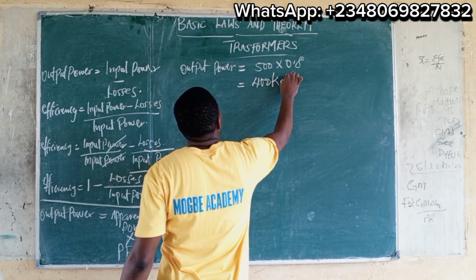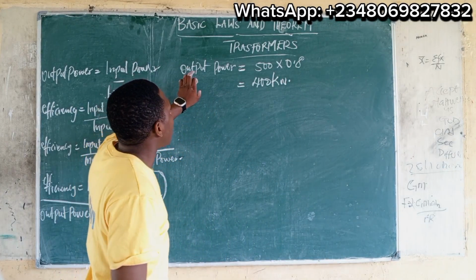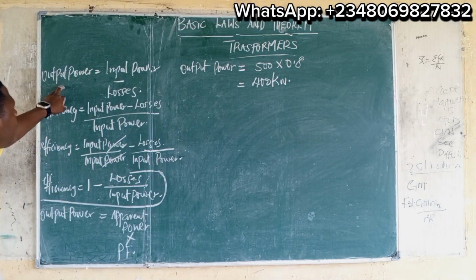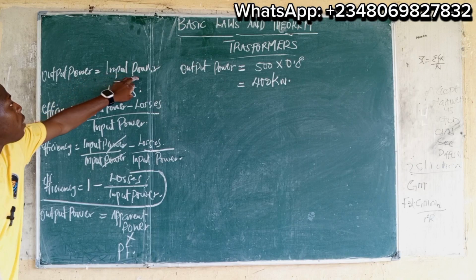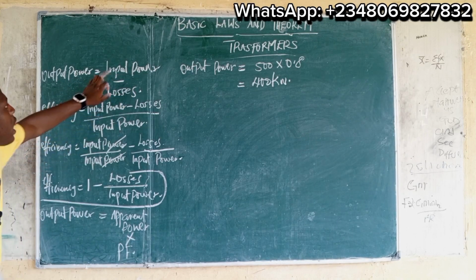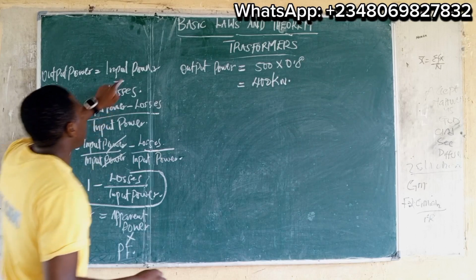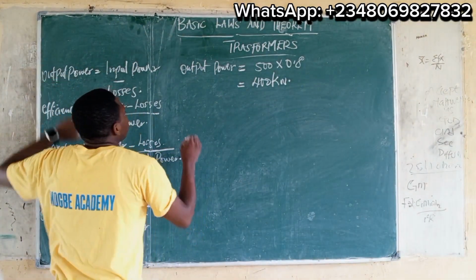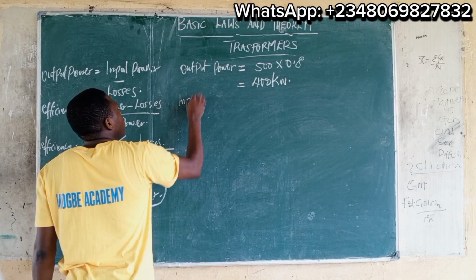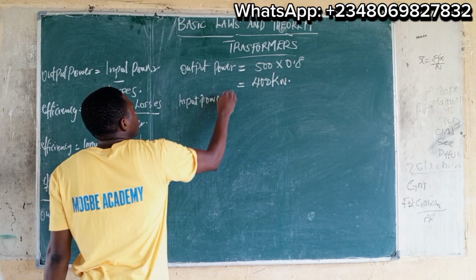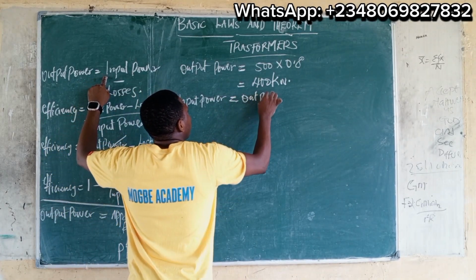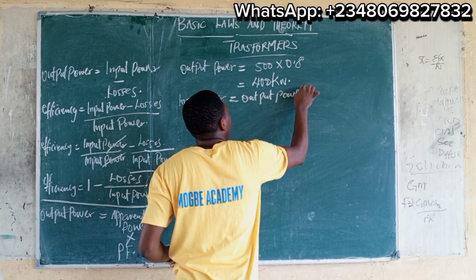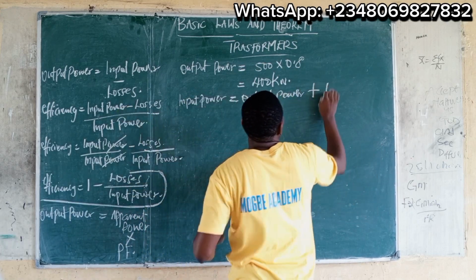400 kilowatts. So we've succeeded in getting our output power. Now, from what we have here, we already know that our output power is equal to what? Input power minus losses. Now, we can get our input power from this equation. If we take our input power to this other side of the equation, we simply have input power is equal to output power plus losses.